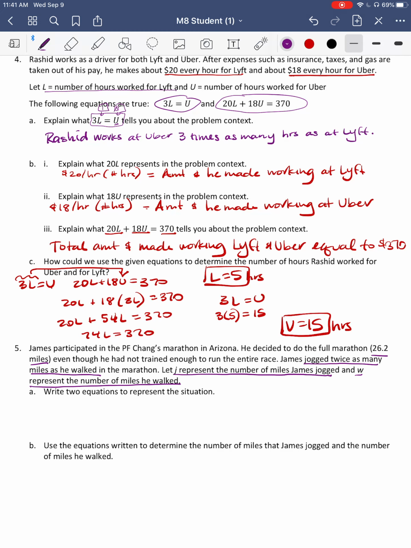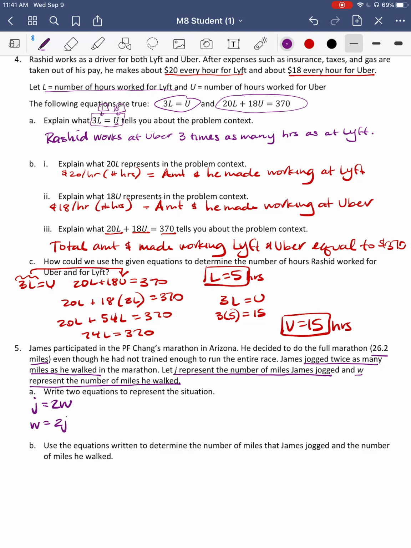Let's jump down to the more obvious one: he jogged twice as many miles as he walked. The question we have to answer is whether the equation is J = 2W or W = 2J. We just talked about number 4, how sometimes 3L = U can be confusing. So here we have to write the equation ourselves.